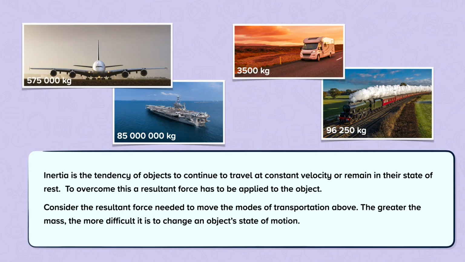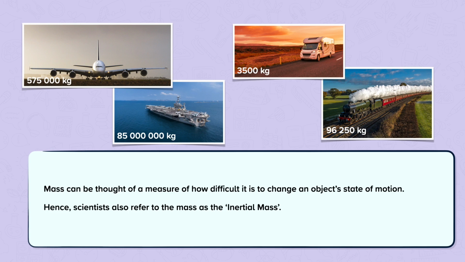Inertia is the tendency of objects to continue to travel at constant velocity or remain in their state of rest. To overcome this, a resultant force has to be applied to the object. Consider the resultant force needed to move the modes of transportation above. The greater the mass, the more difficult it is to change an object's state of motion. Mass can be thought of as a measure of how difficult it is to change an object's state of motion. Hence, scientists also refer to the mass as the inertial mass.